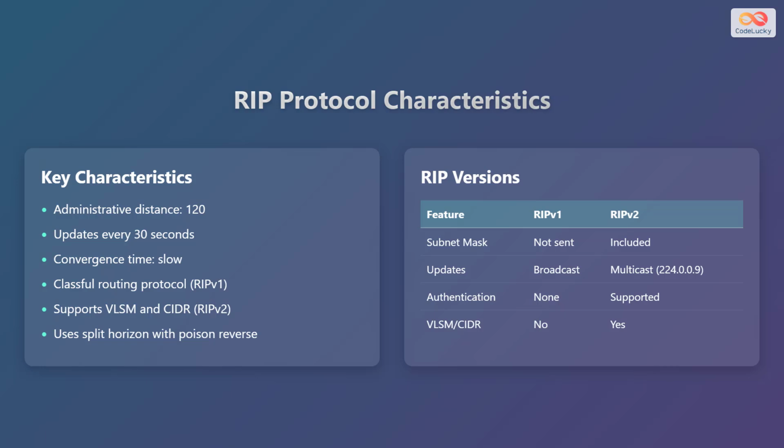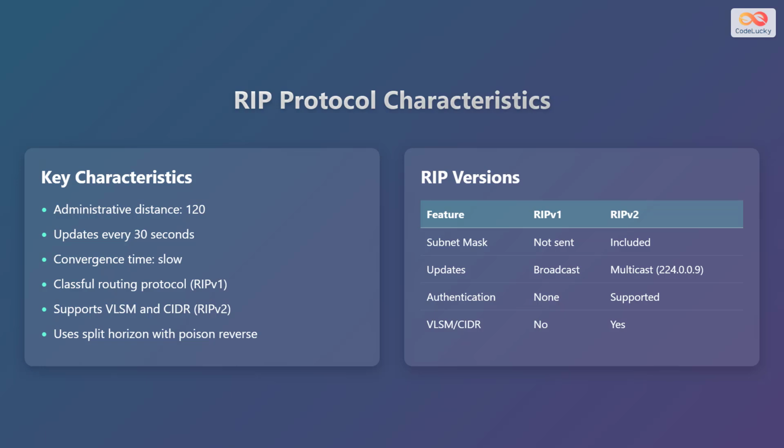Convergence time is the time it takes for all routers to have consistent routing tables after a change in the network. RIP version 1 is a classful routing protocol. This means that when sending out routing updates, it does not include subnet mask information. RIP version 2, however, supports variable length subnet masking and classless interdomain routing. RIP also uses split horizon with poison reverse. This mechanism prevents routing loops by advertising a route back to the router from which it was learned, but with a metric of 16, indicating it is unreachable.